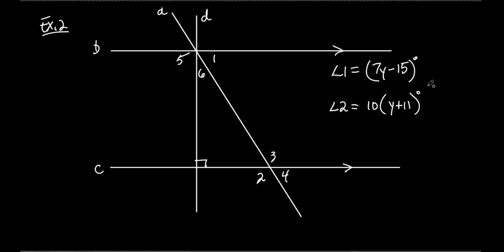And what they want you to do is find all those missing angles. You need to find what angle 1 is, what 2, 3, 4, 5, 6. So there's 6 parts of this problem. You got to find all 6 of them. All right? So how in the world are we going to do that?